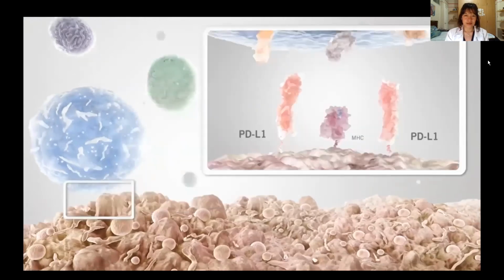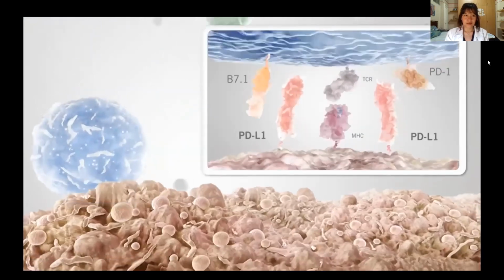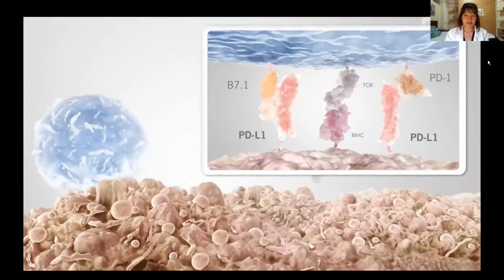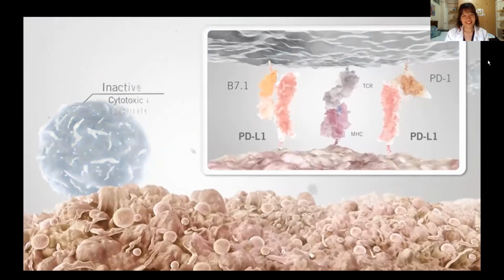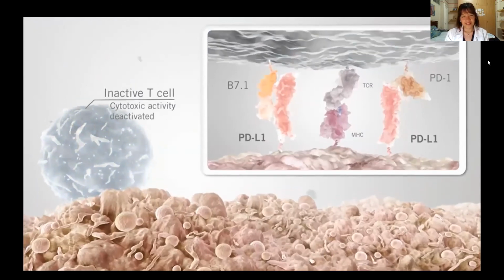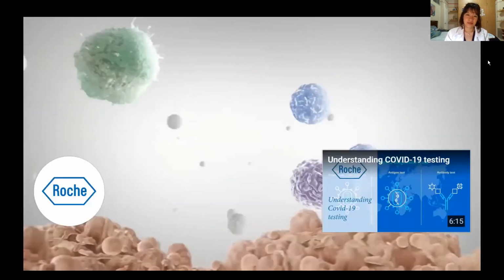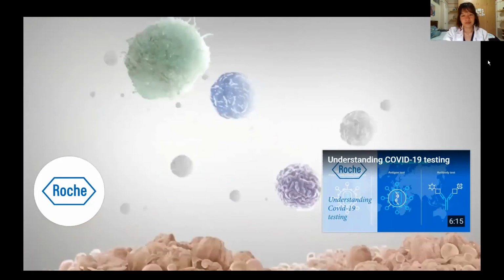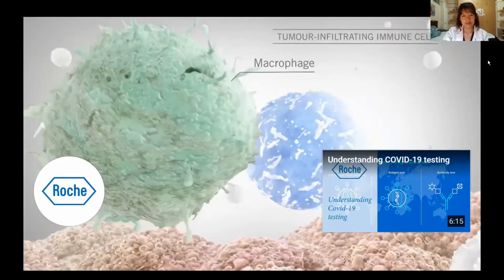PDL1 interferes with the body's anti-cancer immune response by binding to its receptors B7-1 and PD-1 on the surface of activated T cells, thereby deactivating the T cell's cytotoxic activity. T cells can also become deactivated when PDL1 expressed on tumor-infiltrating immune cells binds to B7-1 or PD-1.